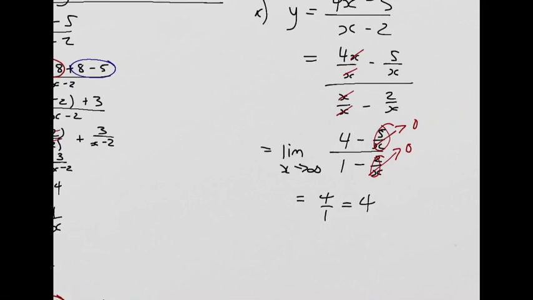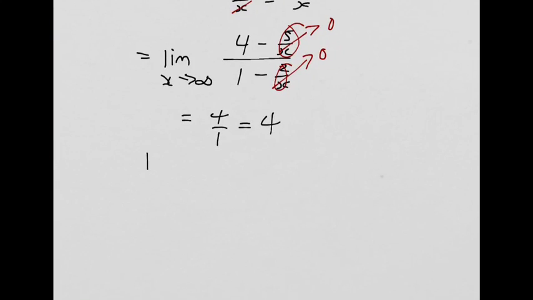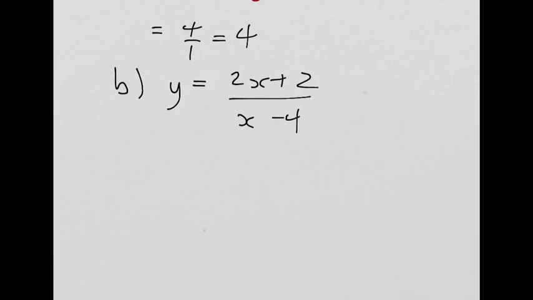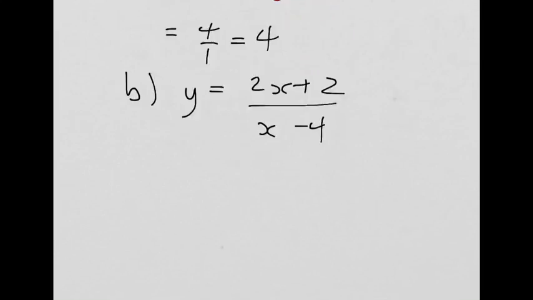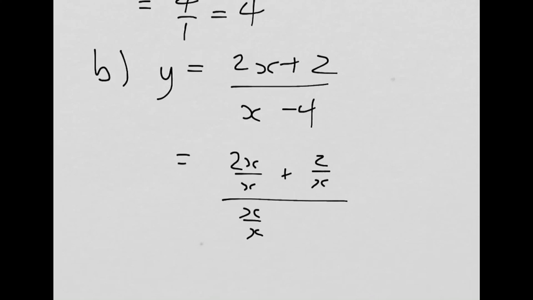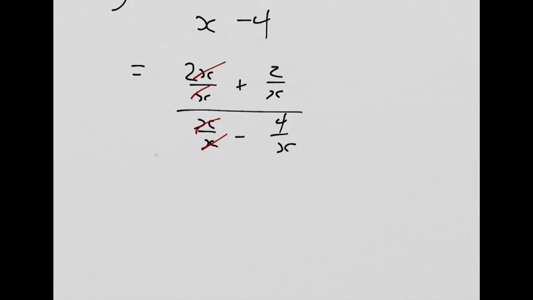Okay, same thing with b. We'll do the same thing. So we had 2x plus 2 over x minus 4. Using the calculus method, what did I do? First thing, divide everything by the highest power of x. In this case, it's x. If I had an x squared term in there, then I'd divide everything by x squared. So divide everything by x. Do any cancellations that you can do. So these x's will cancel. And you get 2 plus 2 over x over 1 minus 4 over x.